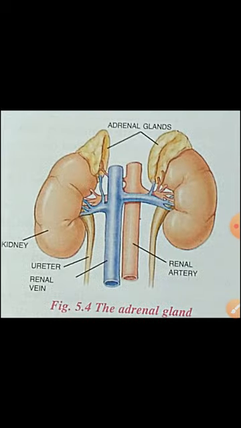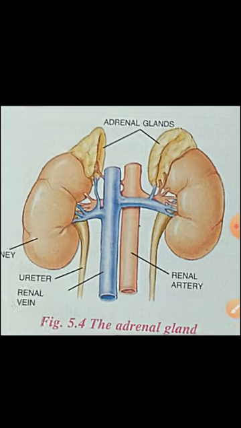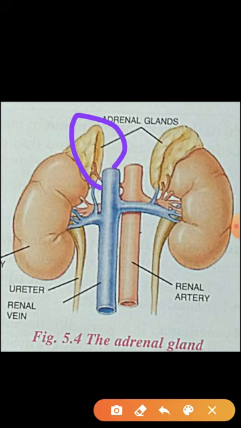Now second is the adrenal gland. The adrenal glands are like caps over the kidney. As you can see, it is like a cap over the kidney, and each adrenal gland consists of two parts, the central medulla and the peripheral cortex. It also secretes a very important hormone called the emergency hormone or adrenaline. This hormone is secreted when a person is in severe stress, fearful or angry, and hence adrenaline is also called the fight or flight hormone.